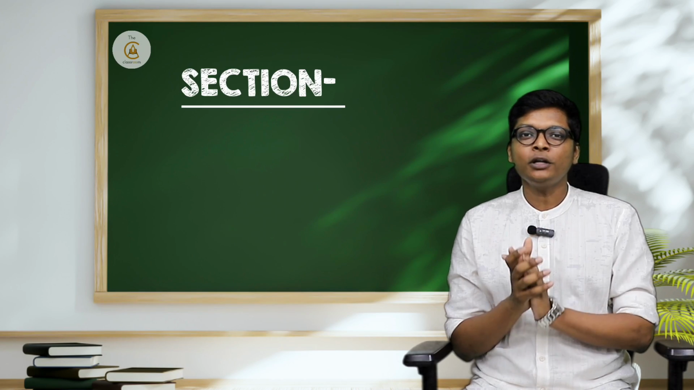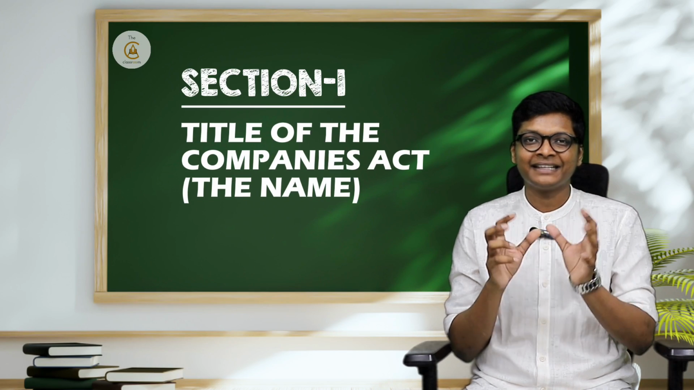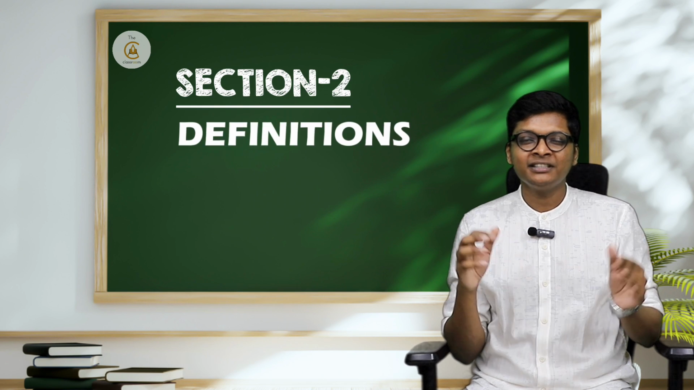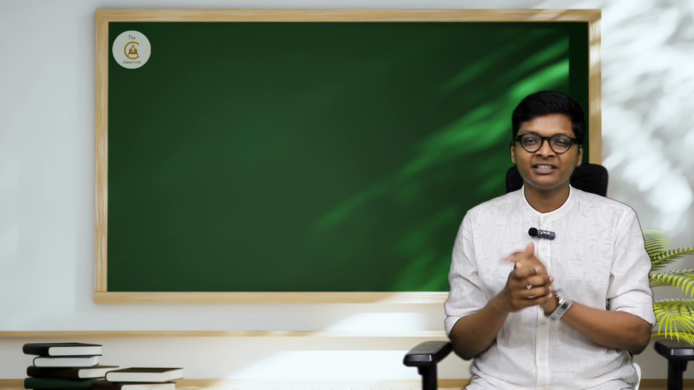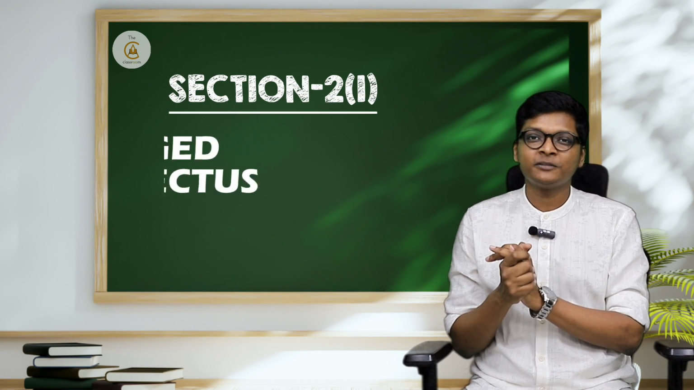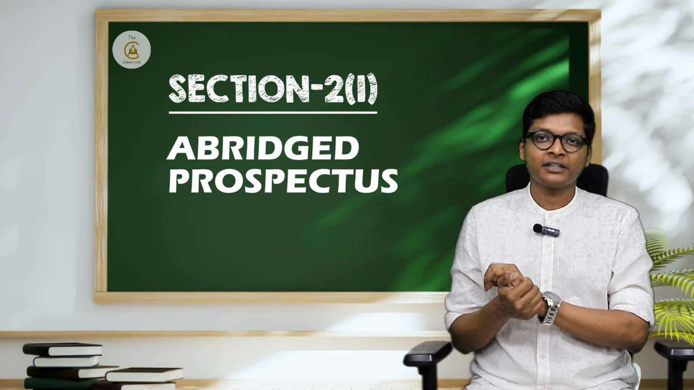Hey, let's revise all the sections of Companies Act. Section 1 talks about title of the Companies Act, the name. Section 2 talks about definitions. Quickly, let's see a few important definitions like 2 subsection 1 abridged prospectus, the very first section of the definitions.